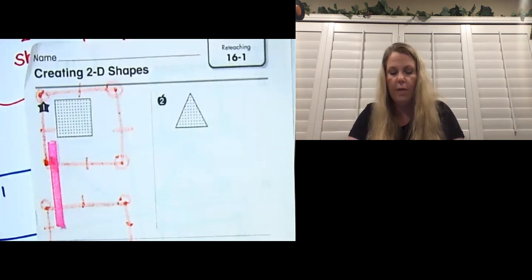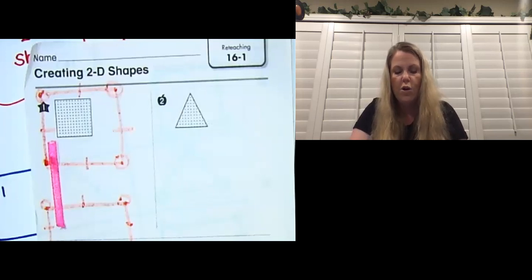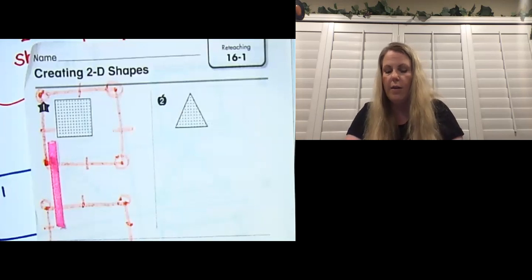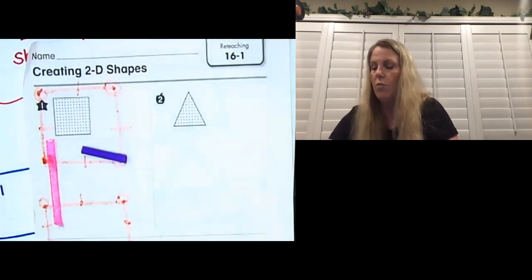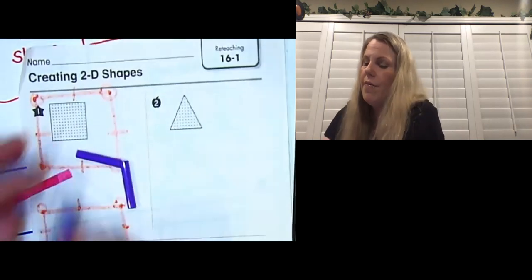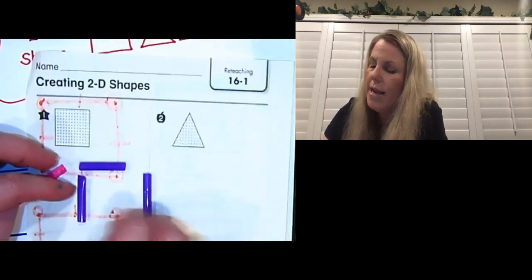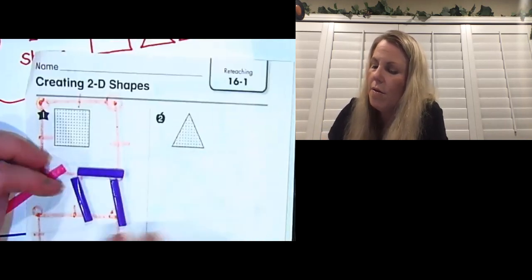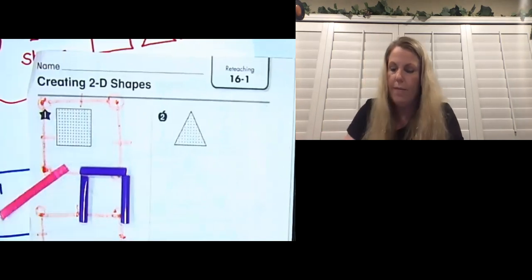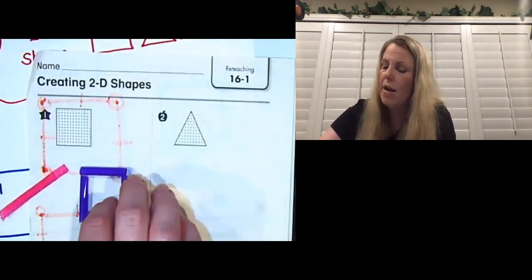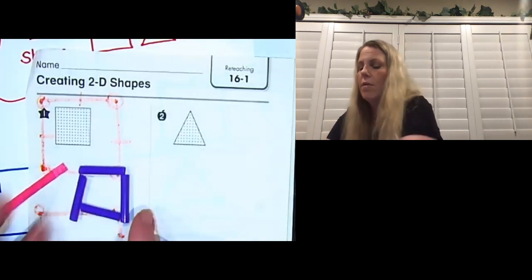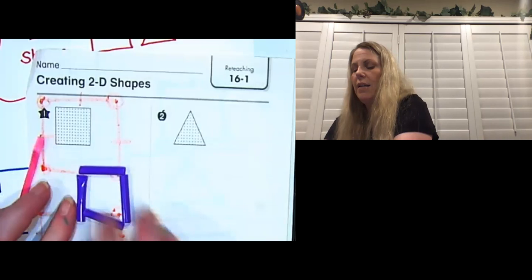Oops. Those straws are a little crazy. They pop very easily. So let's look at this one. So if I built it with straws, 1, 2, 3, 4, I need to make sure that I cut it the right length. Okay, there you go. And I have my square. I might need to cut it a little bit better.